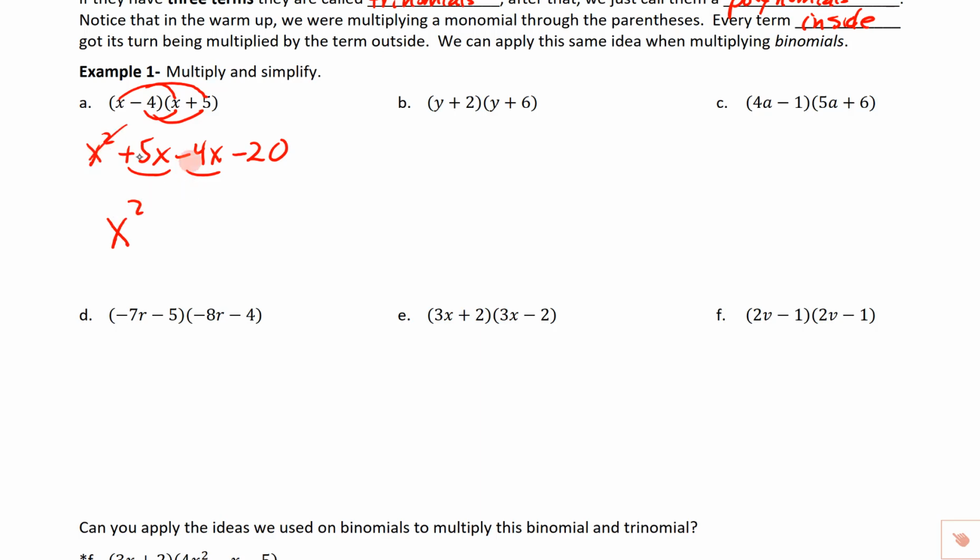We're done with that one. If we put those together, 5x minus 4x is just an x. Instead of writing 1x, I'm just going to write x. Done with the two of those, and then we've got that constant at the end. We've got the minus 20. Circle that and we're done. That's literally all there is to it.